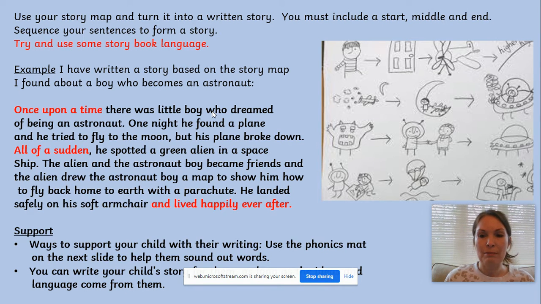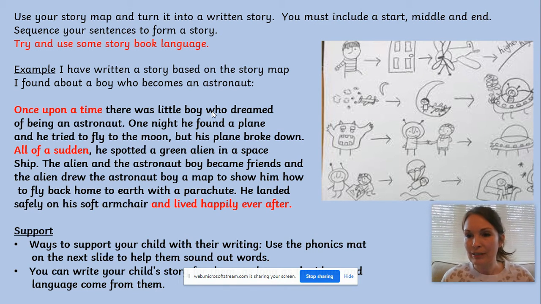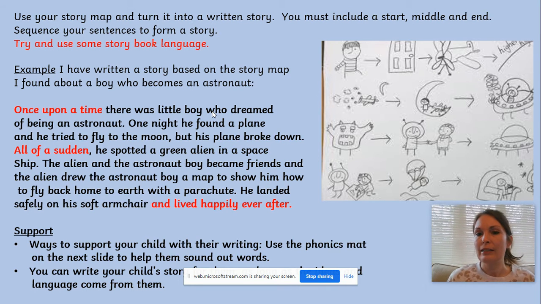Now, I've given you an example on my PowerPoint, and my example was that I have found a story map that I've shown you on my screen of a boy who pretended to be an astronaut. So I chose the astronaut character. And here is a little story map of what the boy got up to as an astronaut character. So from my map, I can remind myself that he went outside at the beginning and found an aeroplane, and he flew higher and higher until the aeroplane began to break down, and it broke down on the moon where the boy got stuck.